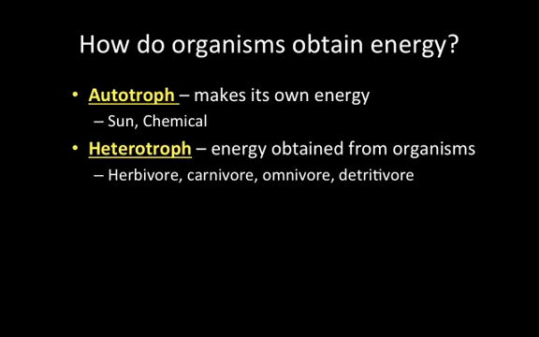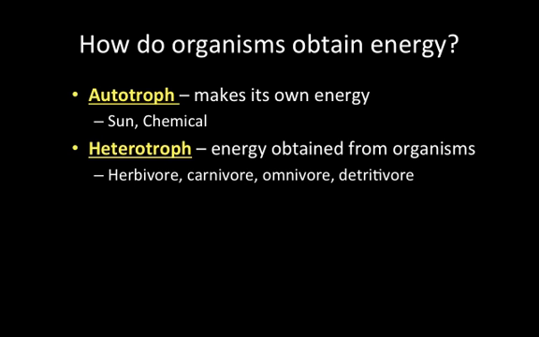So plants, trees, grasses, shrubs, flowers, anything that is able to perform photosynthesis can take energy from the sun and make it its own. Some organisms, particularly on the bottom of the ocean floor, can perform what's called chemosynthesis, where they're able to take energy from chemical bonds that exist in chemicals and make their energy from that.